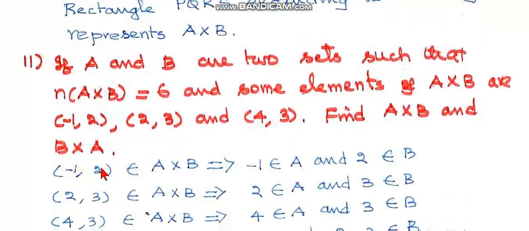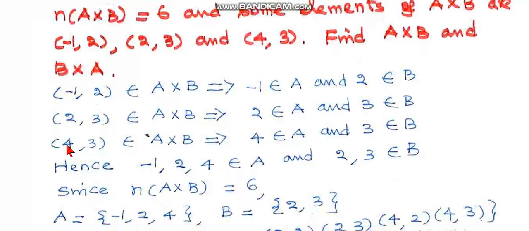Now (-1, 2) belongs to A cross B, given. That means -1 must belong to A and 2 must belong to B. (2, 3), that ordered pair belongs to A cross B. That implies 2 belongs to A, 3 belongs to B. Similarly, the ordered pair (4, 3) belongs to A cross B. That implies 4 belongs to A and 3 belongs to B.